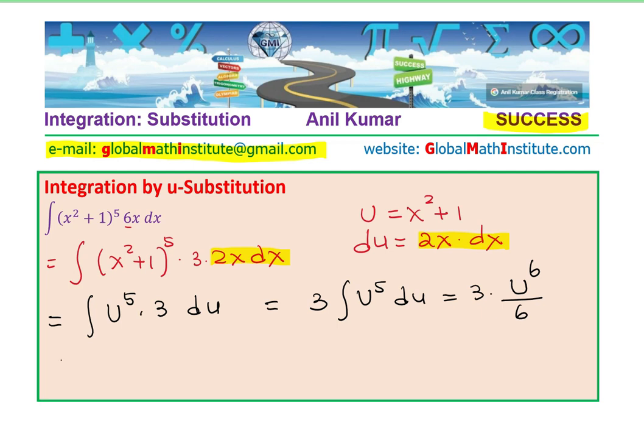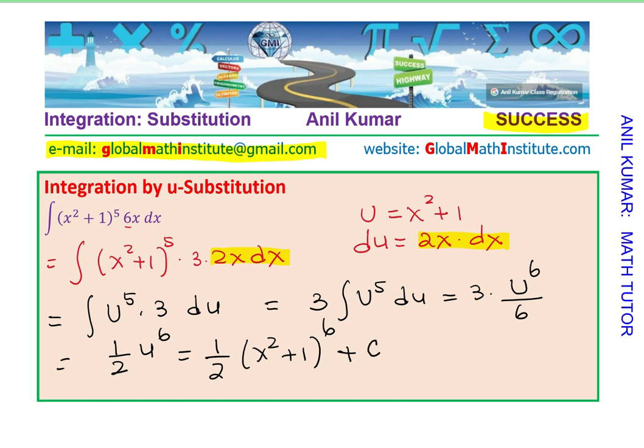So u to the power of 6 over 6. And that clearly is the solution, half of u to the power of 6, and we'll substitute back what the u was. It was x squared plus 1, right, to the power of 6. So that becomes the solution, and this is indefinite integral. It represents a family of curves, and so do not forget to write the constant c, otherwise you are going to lose marks for it, okay?